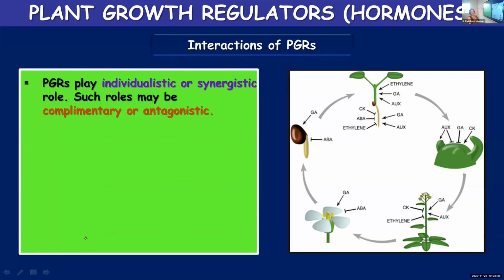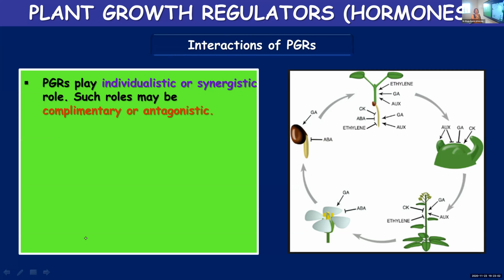Now, next, with that, we have completed all the 5 plant growth hormones. Plant growth hormones play individual or synergistic roles. Either they have individual, separate roles, or combined, they bring about different changes in the plants. Such roles may be complementary or antagonistic.